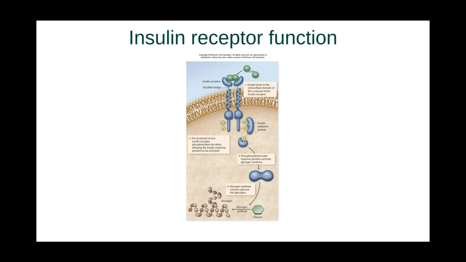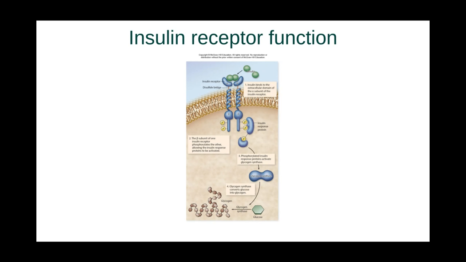So we can just look at what's going on here. Simple RTK. Insulin binds, we have the receptor, we have the transmembrane domain. Once it binds, we have that phosphorylation event occurring here. In this case, we have an insulin response protein. This phosphorylated protein, you'll notice that it changes shape. It changes conformation. That's one of the things that phosphorylating a protein does. It causes it to change shape. Then it causes it to activate another enzyme. In this case, it's a glycogen synthase.